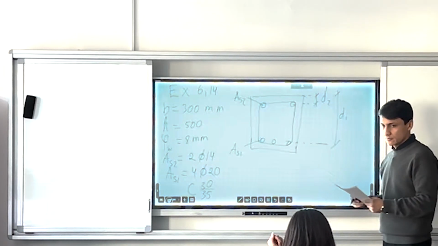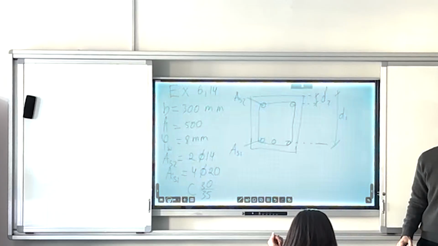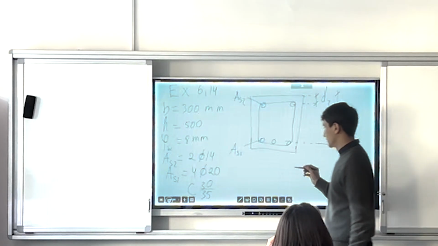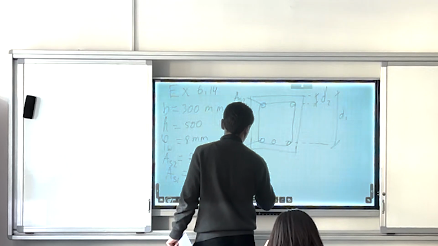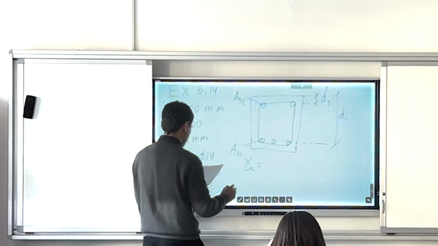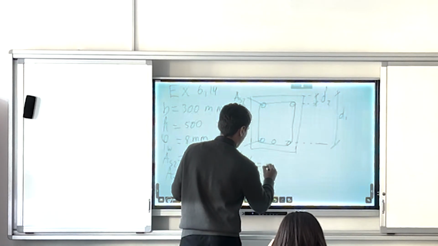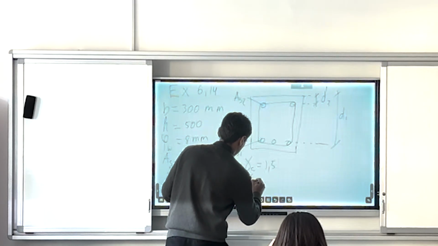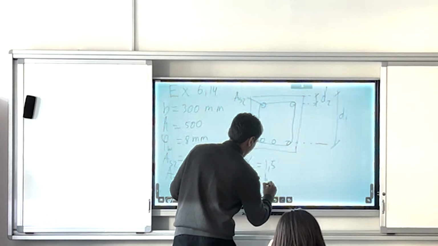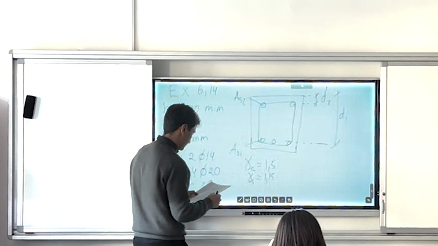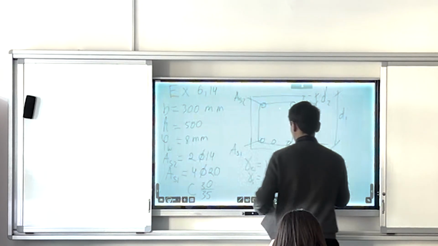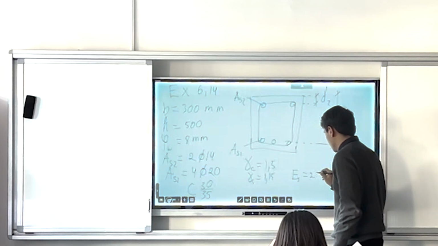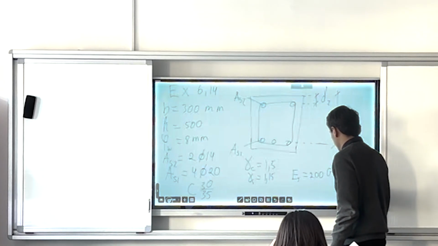Now I'm going to write some parameters that are taken into account for the safety of the structure. This is gamma C. For the concrete, we use 1.5. Then for the steel, 1.15. Then the Young modulus of steel is also given, 200 gigapascals.